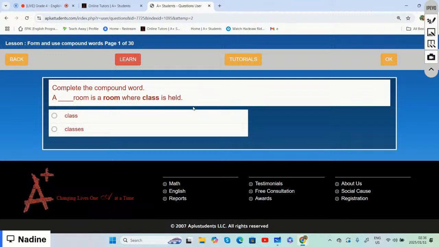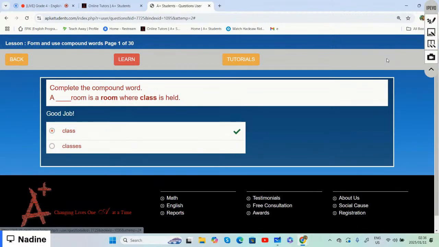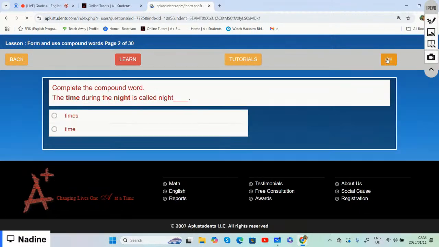So a what is a room, and we were to choose the correct one. And yes, we will say a classroom is a room where class is held. Classroom. Well done. Option one is correct.